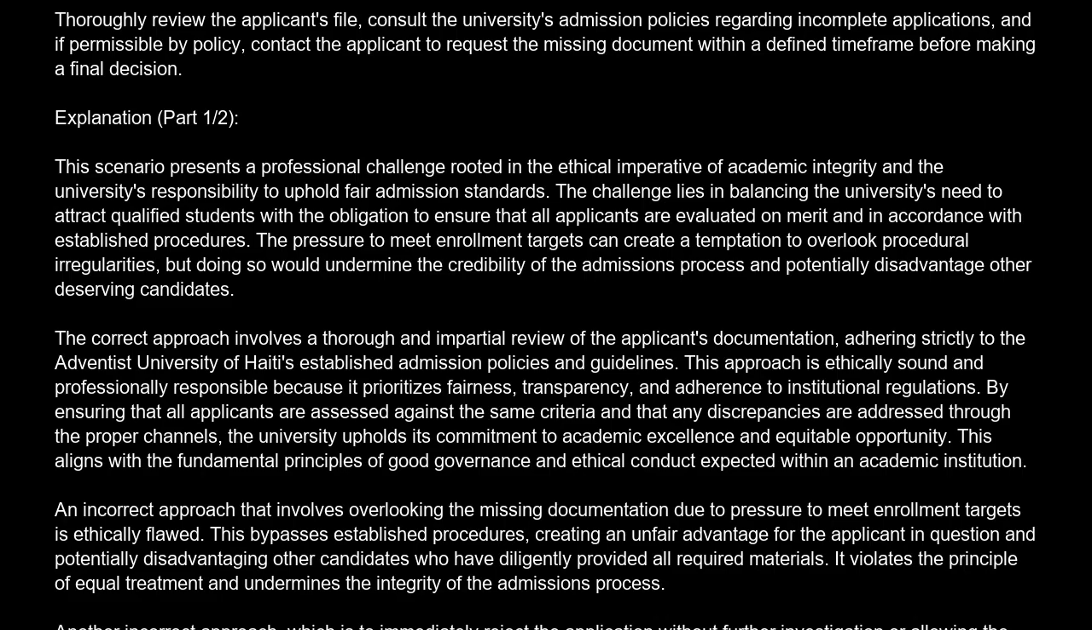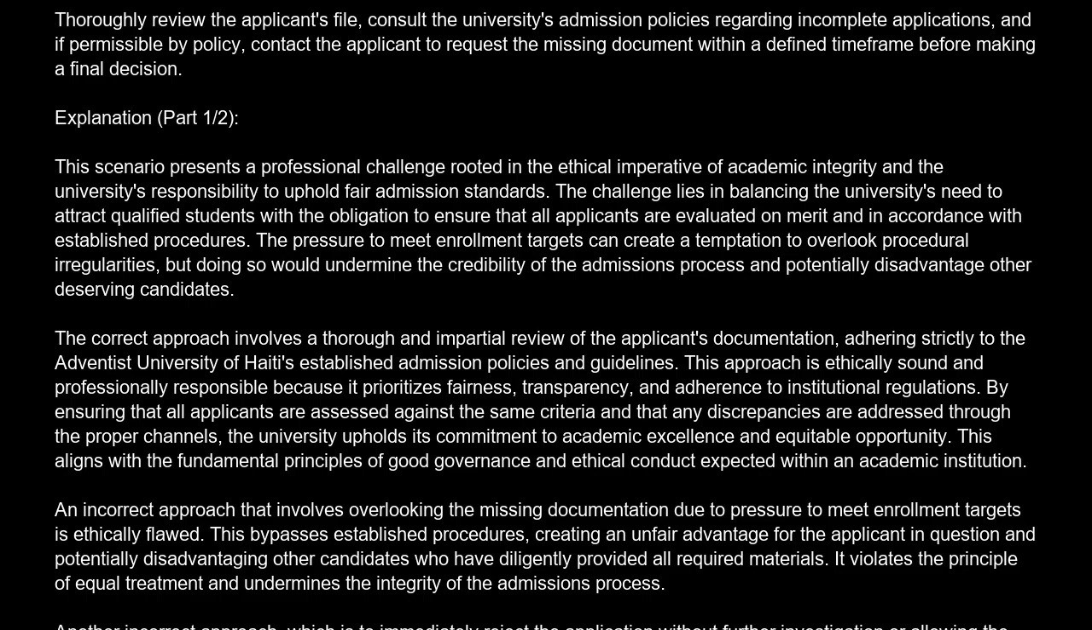The correct answer is B. Thoroughly review the applicant's file, consult the university's admission policies regarding incomplete applications, and if permissible by policy, contact the applicant to request the missing document within a defined timeframe before making a final decision.